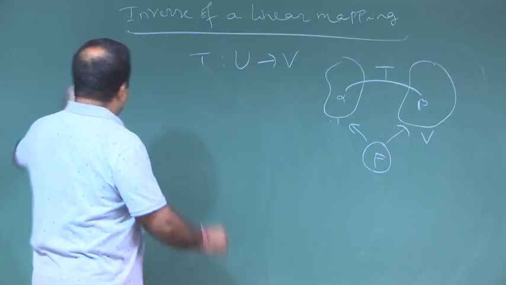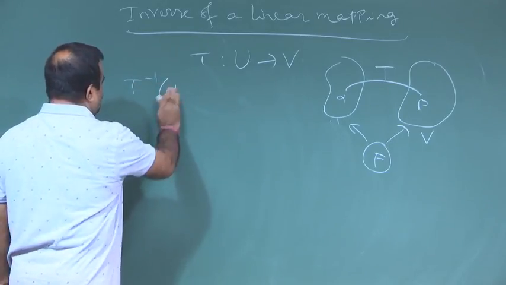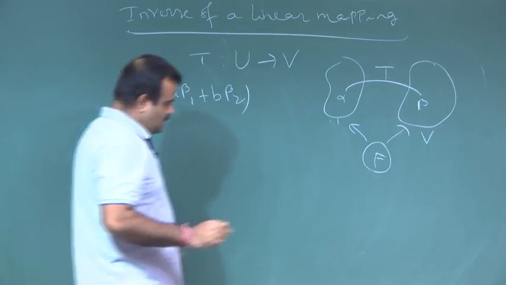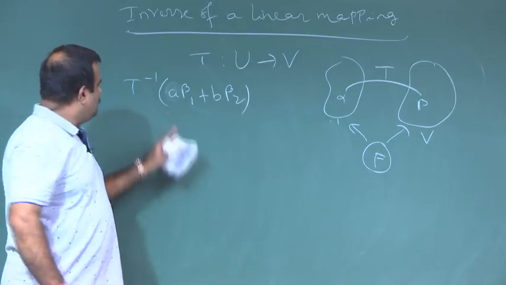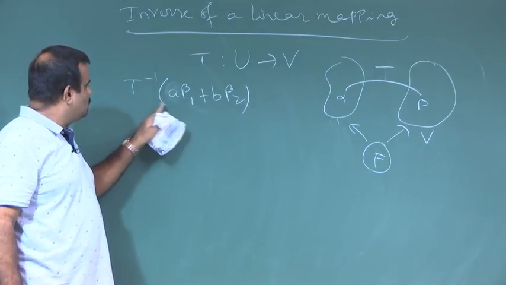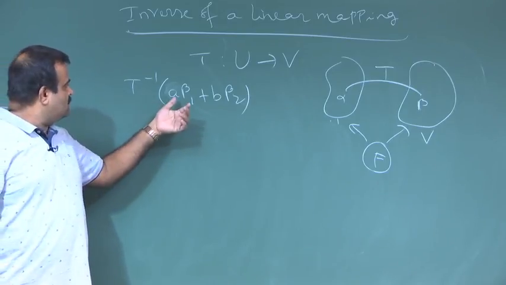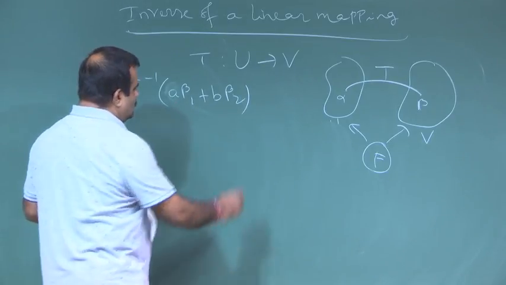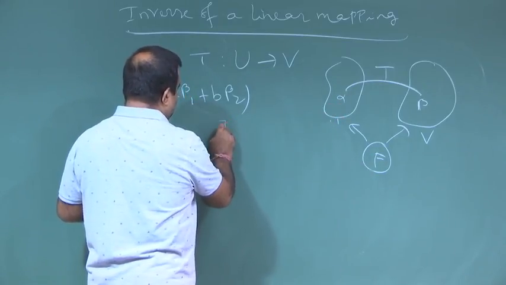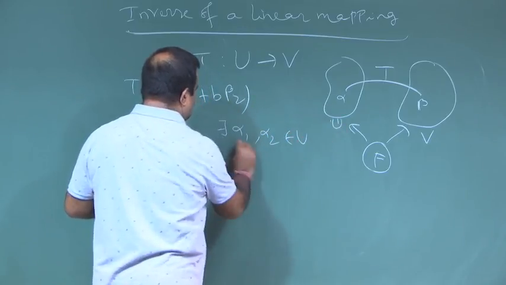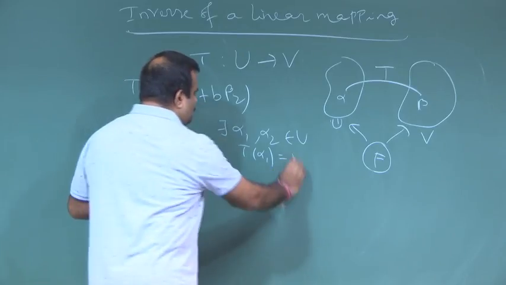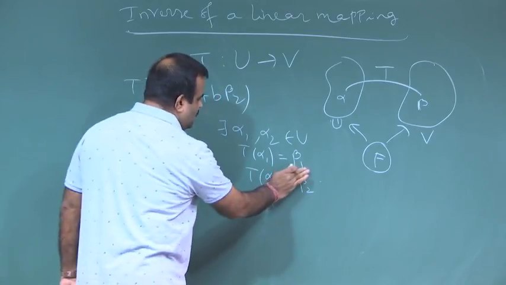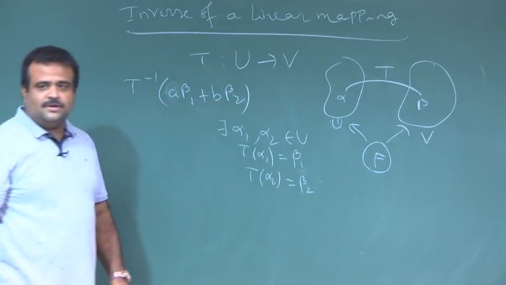So, let us take T inverse of (a beta 1 plus b beta 2). We take two points beta 1 and beta 2 in V, and for linear transformation we need this to be a T inverse of beta 1 plus b T inverse of beta 2. So, since beta 1, beta 2 belong to V, there exist alpha 1, alpha 2 belonging to U such that T alpha 1 equals beta 1 and T alpha 2 equals beta 2.